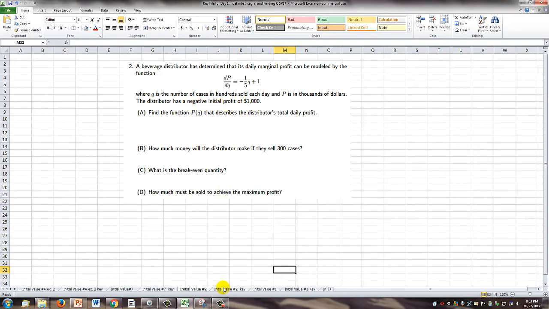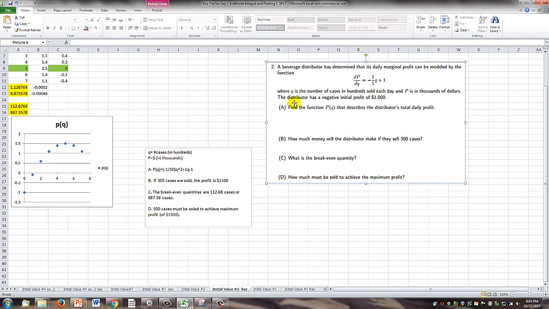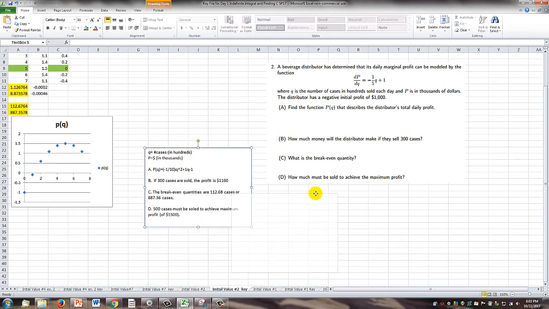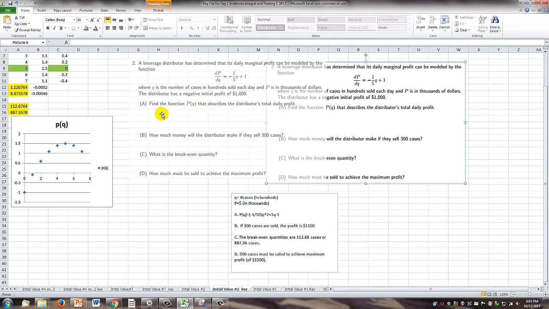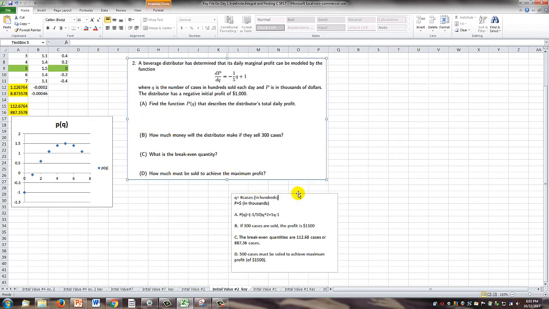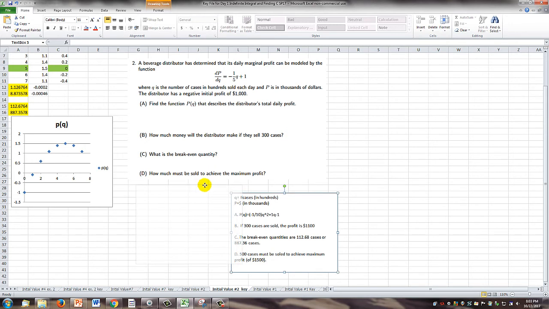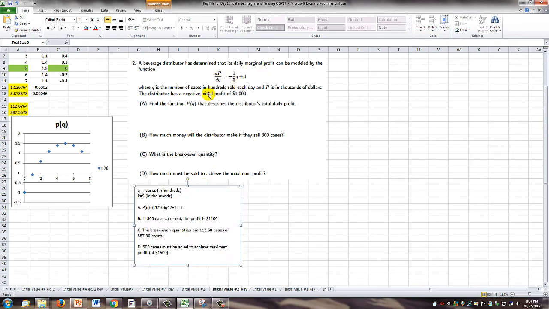So I'm just going to look at the key here, and what's noteworthy about this one is that your units are not simple. They're in hundreds and thousands. So it says that Q is number of cases in hundreds. I wrote that here. P is in thousands of dollars. So P stands for profit in thousands. This is the marginal profit.